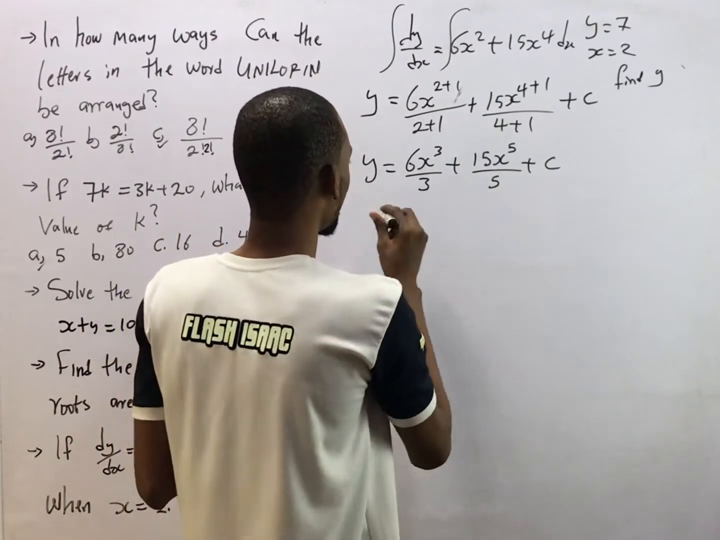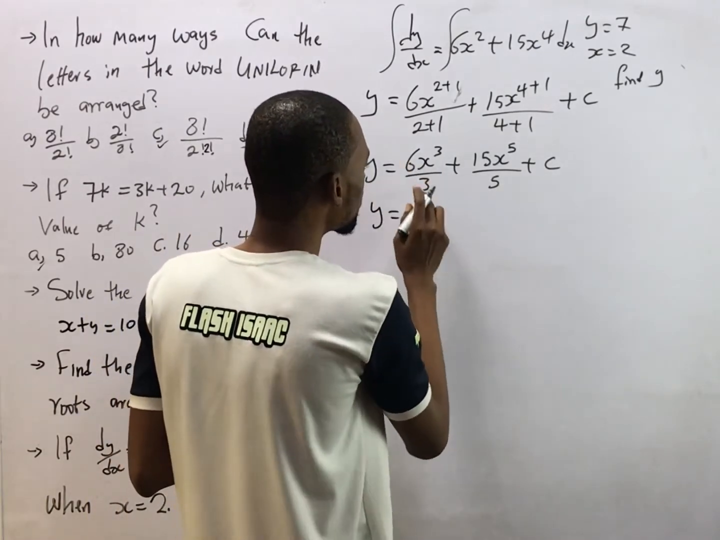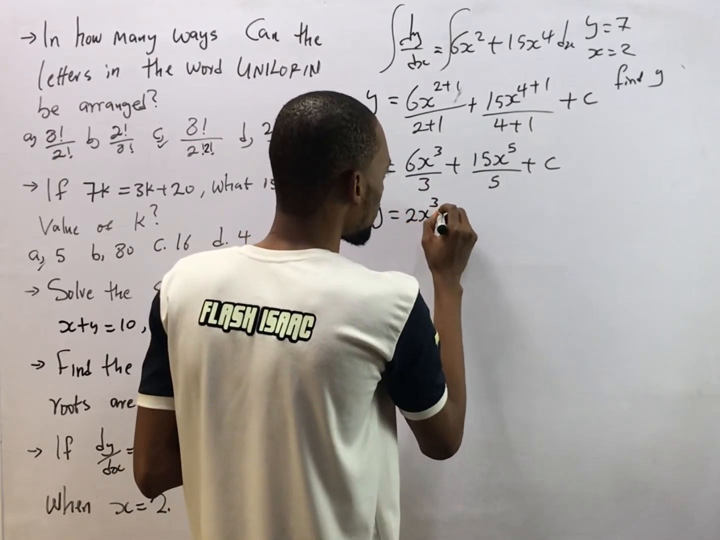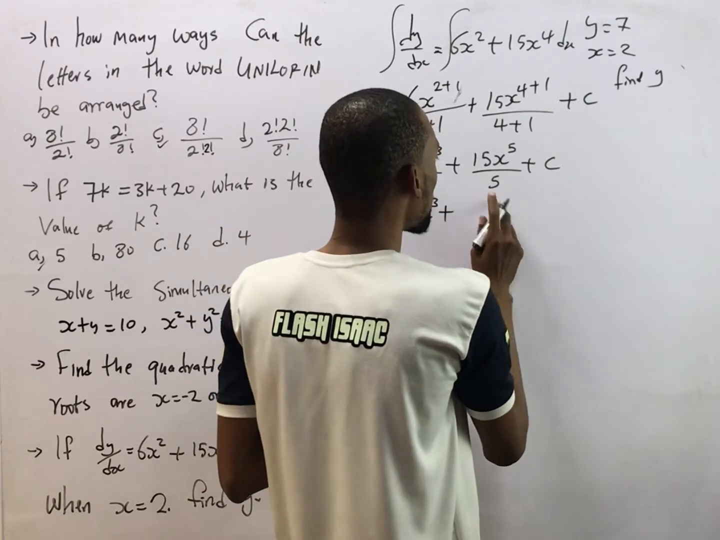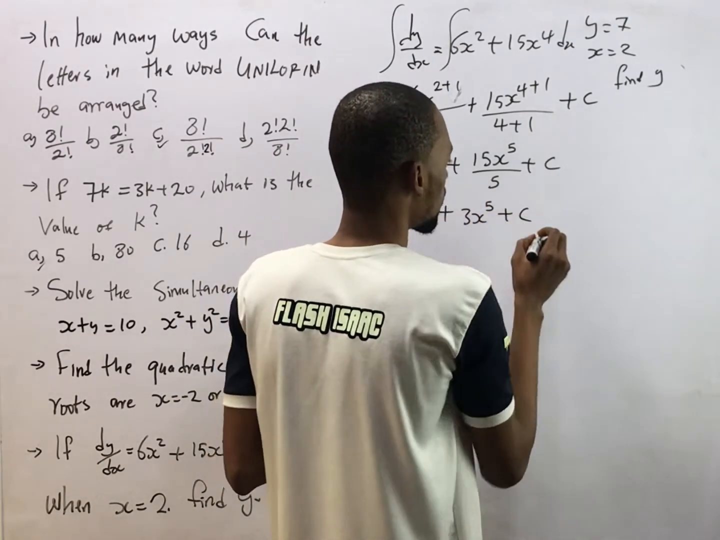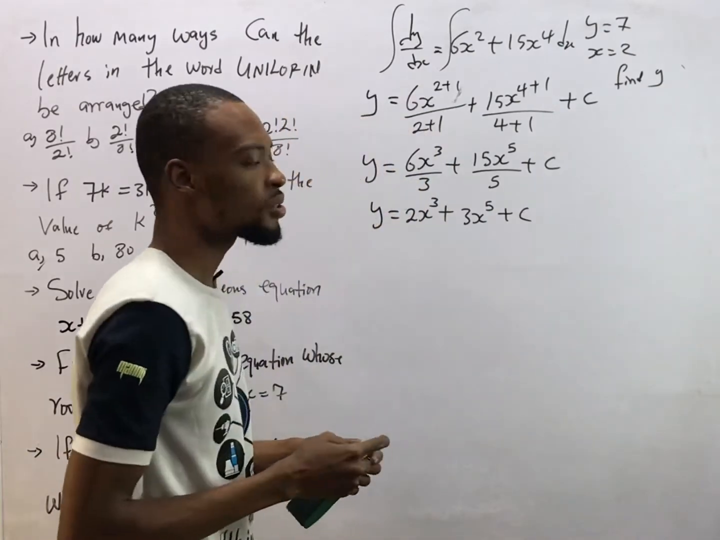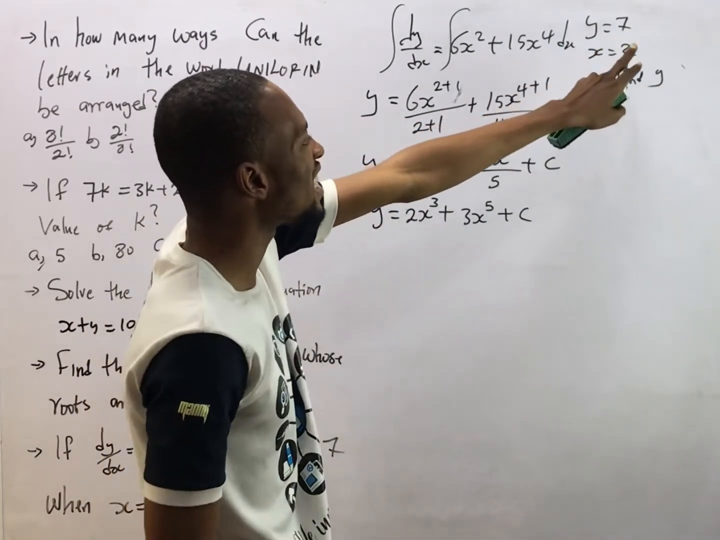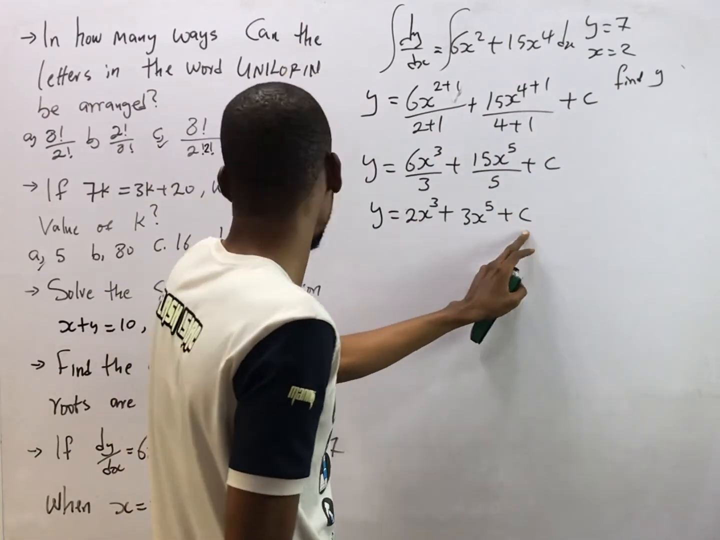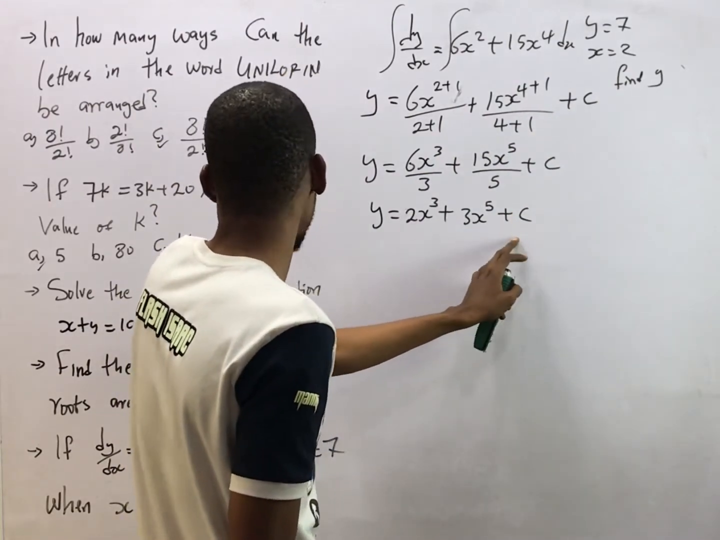Now given this, y is simply 6 divided by 3 is 2. So we have 2s raised to the power of 3 plus 15 divided by 5 is 3, 3s raised to the power of 5 plus C. So now, they've given us y as 7 and s as 2. This is to enable us find the integration constant.